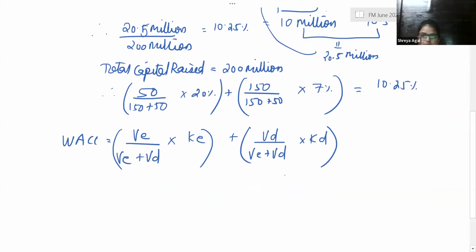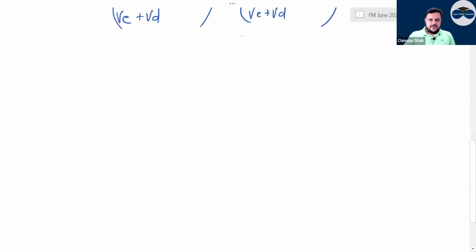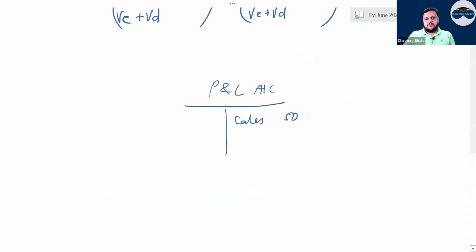Now what happens? You start working at the business, and your profit and loss account is made every year, correct? You have sales of, let's say, 500 million, and you have good profit also, of 100 million. Everything is going on good. Now what happens when this 100 million profit comes up? Your equity shareholders come knocking.